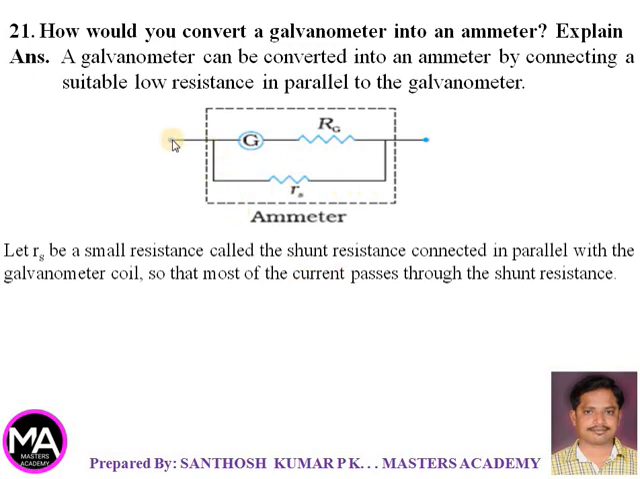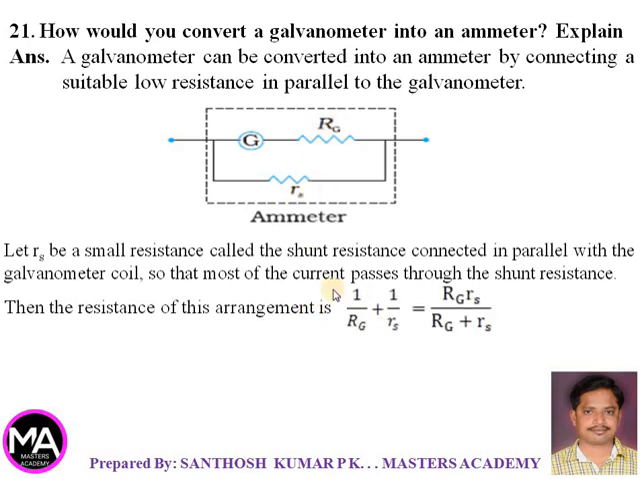The current is coming in this direction. Since the galvanometer has a large resistance, whenever you connect a small resistance, the maximum current will pass through this small resistance. Now the resistance of this arrangement, since these two are in parallel, the effective resistance in parallel is 1 by Rg plus 1 by Rs, which is equal to Rg into Rs divided by Rg plus Rs. Or the expression for shunt resistance is given by Rs is equal to Rg into Rs divided by Rg.